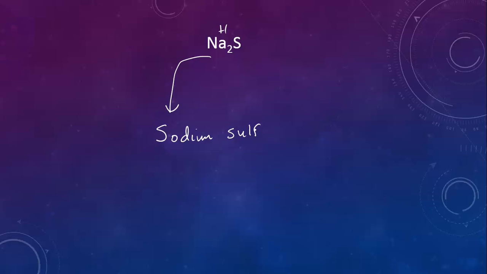Change sulfur to an IDE ending, so it becomes sulfide. The metallic name is never changed. The non-metallic name is changed to IDE. If you're dealing with a polyatomic ion, you don't change the name at all.